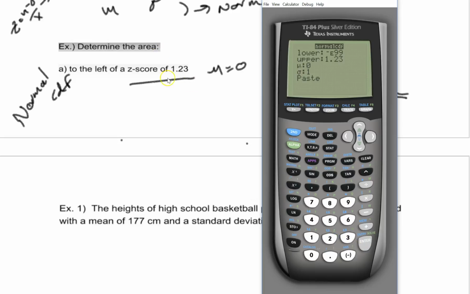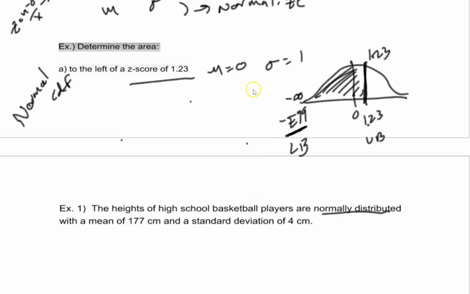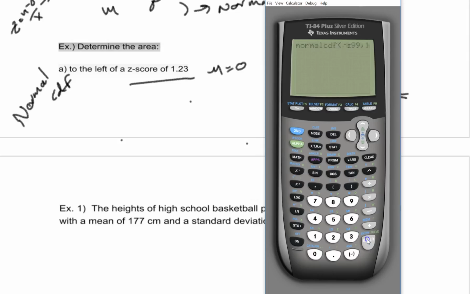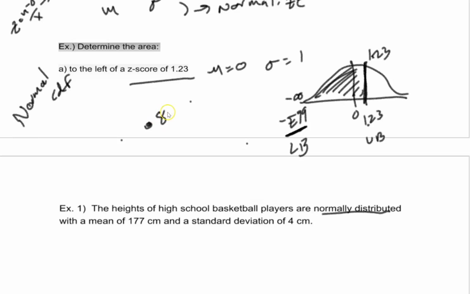Now this is very important. Since we're doing the z-score, like I said, our mean and standard deviation are 0 and 1, so I don't change anything. And I get 0.891. Again, we always do 3 sig figs. That's the area, or the probability, of getting less than 1.23. Again, that was a standard normal.